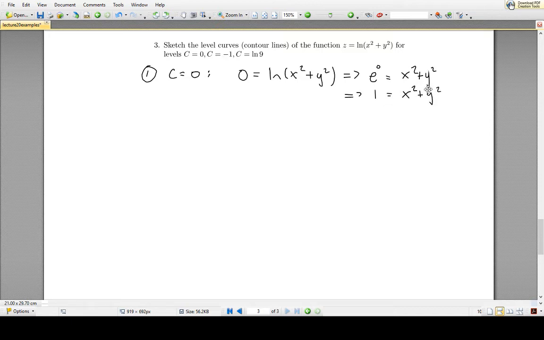This is a circle of radius 1. So what this is telling me is if I look at this mountain or this hill and I slice it at a height of 0, what the slice looks like is a circle of radius 1. I can do the same thing for the other heights.